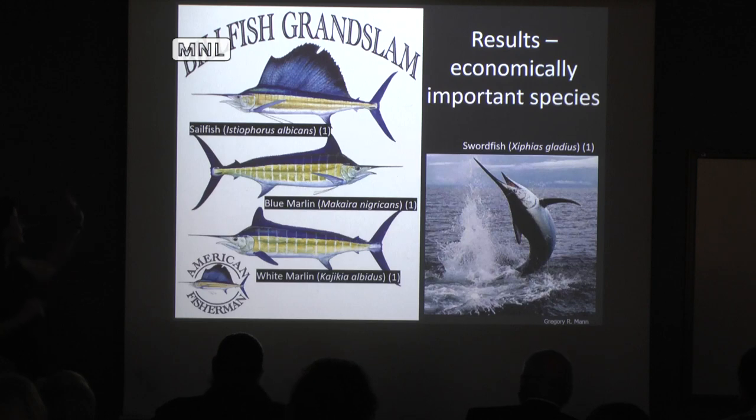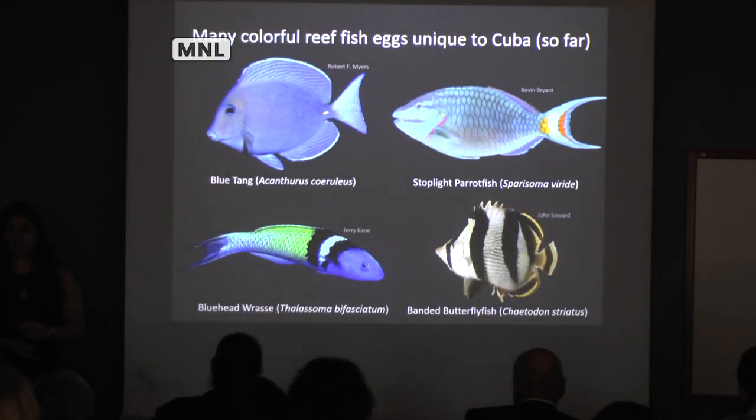And so we got sailfish, blue marlin, white marlin, and swordfish to add to that. So that was something interesting that we saw. We also saw many colorful reef fish that we had not seen in the first study. And so we saw things like blue tang, stoplight parrotfish eggs, wrasse eggs, and butterfly fish eggs.